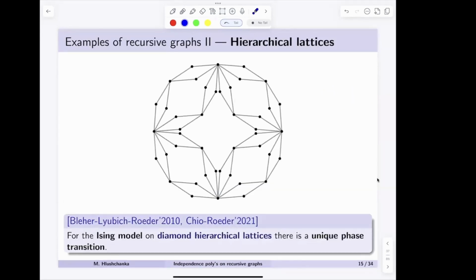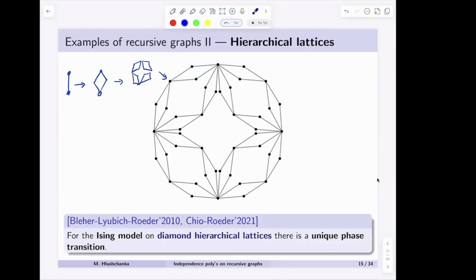Then there is also a series of works by Roland Roeder and his collaborators, in particular with Bleher and Lyubich, who prove that for the Ising model on the so-called diamond hierarchical lattices, again, there is a unique phase transition. Just to give you some idea of how these recursive graphs are constructed: you start with an edge, and then you replace this edge by a 4-cycle, and then you iterate. Again, you replace each edge by the 4-cycle. And if you do it one more time, this is the graph that you will get.